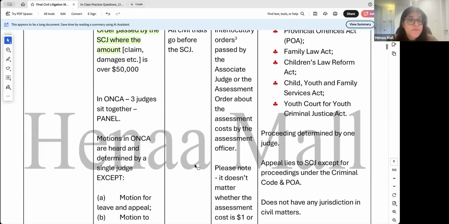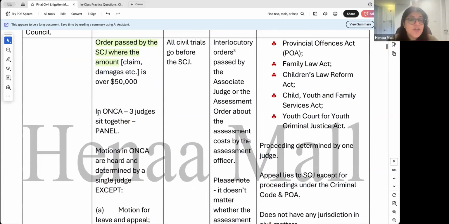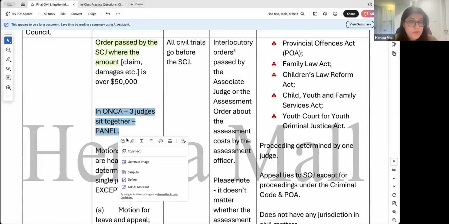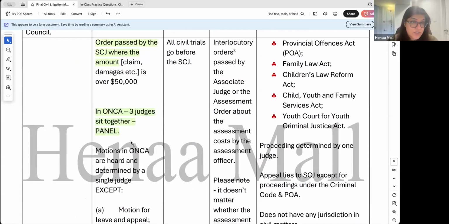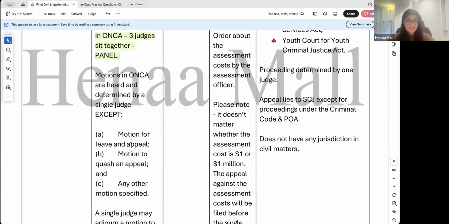Now, in the Ontario Court of Appeal, it's a three-judge panel that sits together. When three judges sit together, it's known as a panel. Motions in the Ontario Court of Appeal are heard by a single judge. So sometimes you bring a motion before the Ontario Court of Appeal.